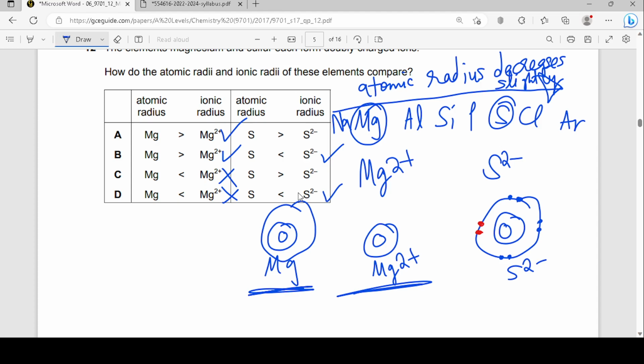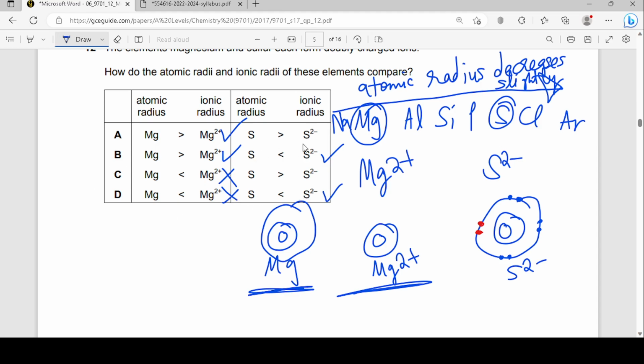force of attraction on each individual valence electron, and so the valence shell is pulled in a bit more in sulfur. Whereas in S2-, because there are two more electrons added, the nuclear force of attraction is divided amongst more electrons, so the valence shell is a bit less attracted to the nucleus. So S2- is a bit bigger than sulfur.